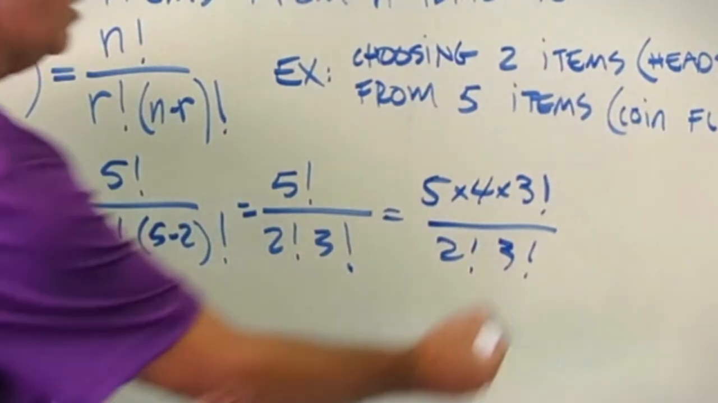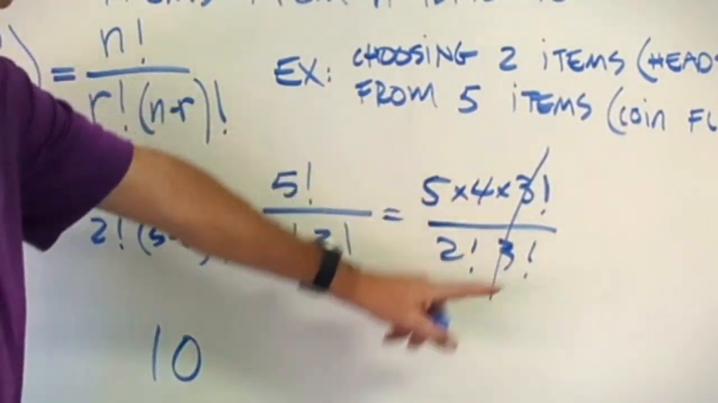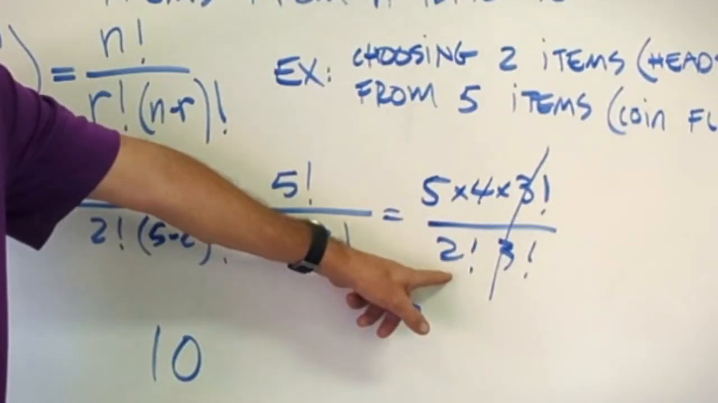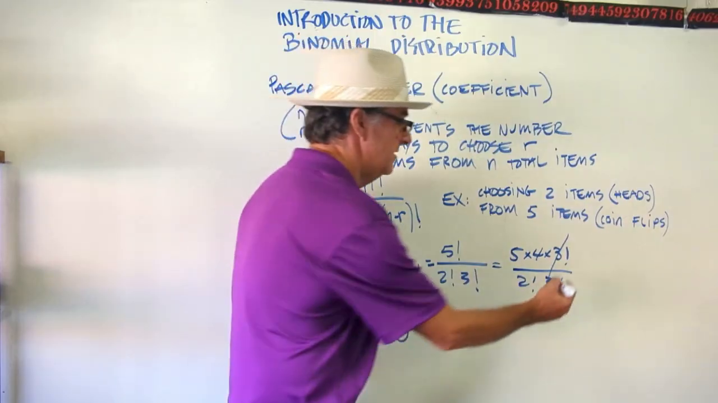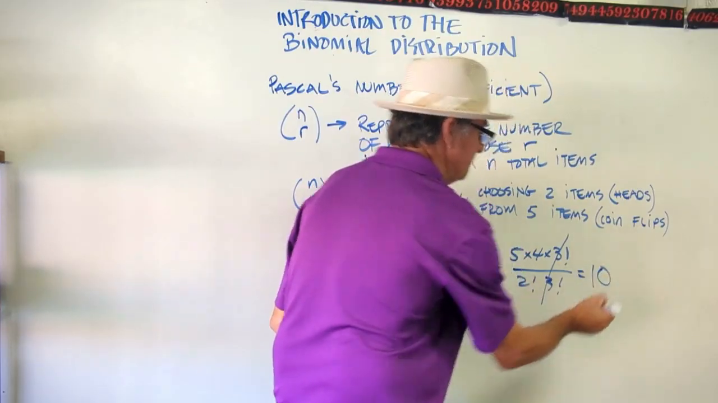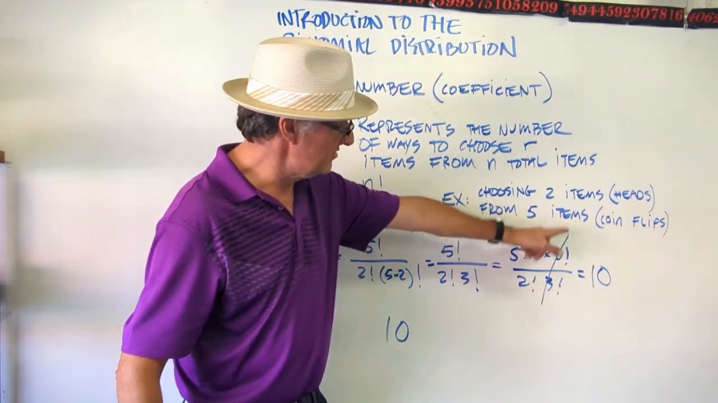And now I can cancel my 3 factorials. And I have 5 times 4, which is 20, over 2 factorial, which is 2 times 1, which is just 2. So we have 20 over 2, which gives us 10. So you definitely want to be able to cancel like that.